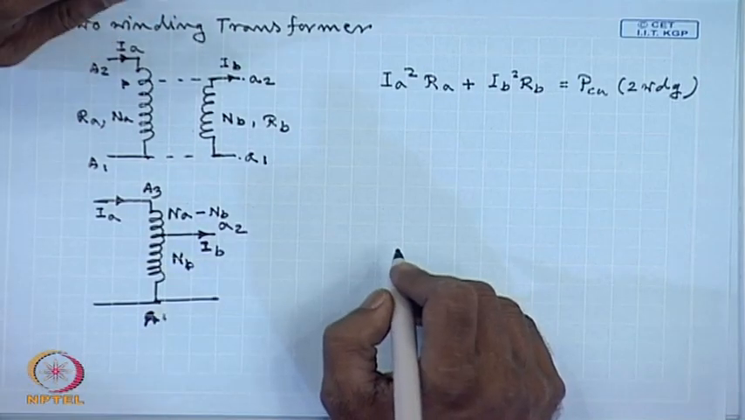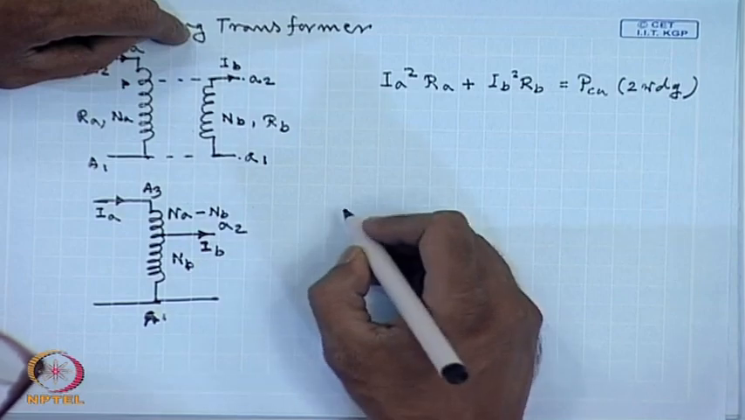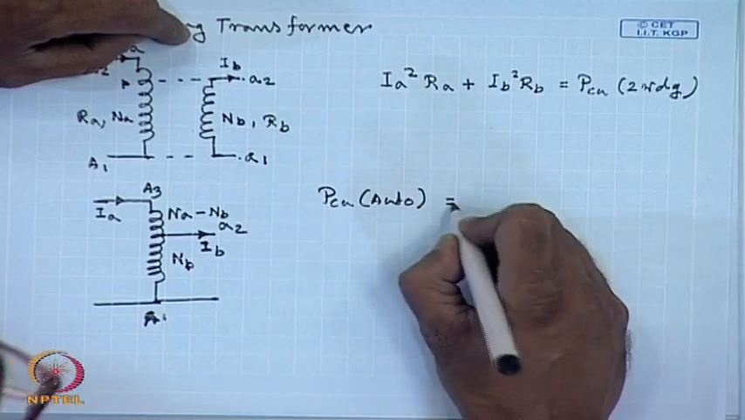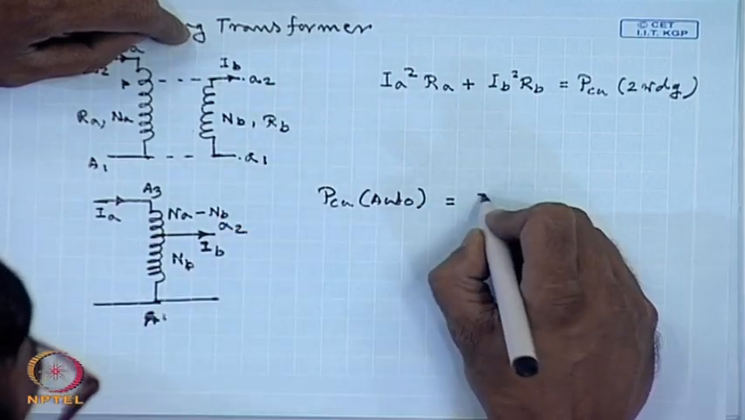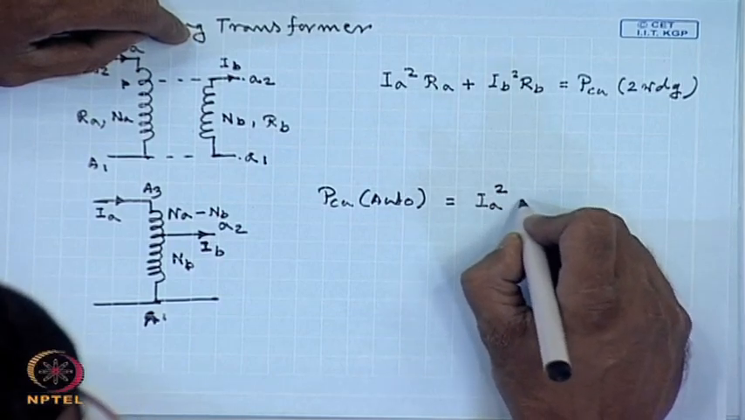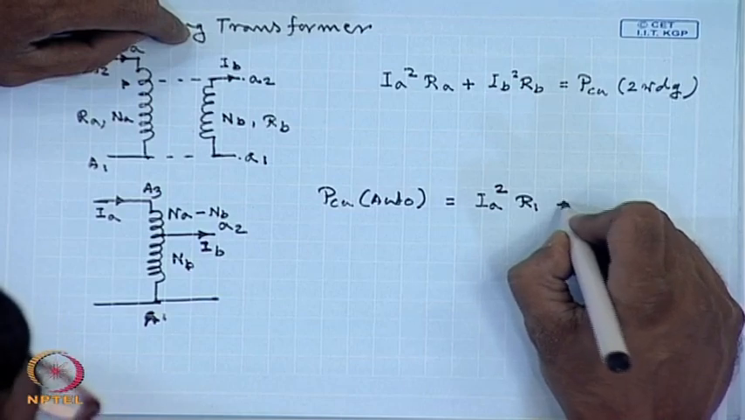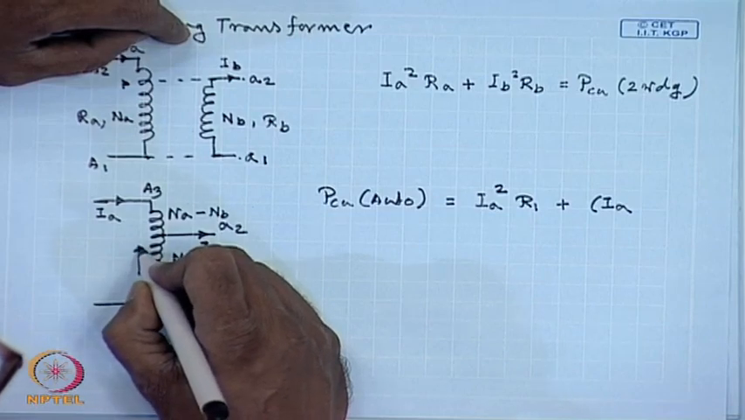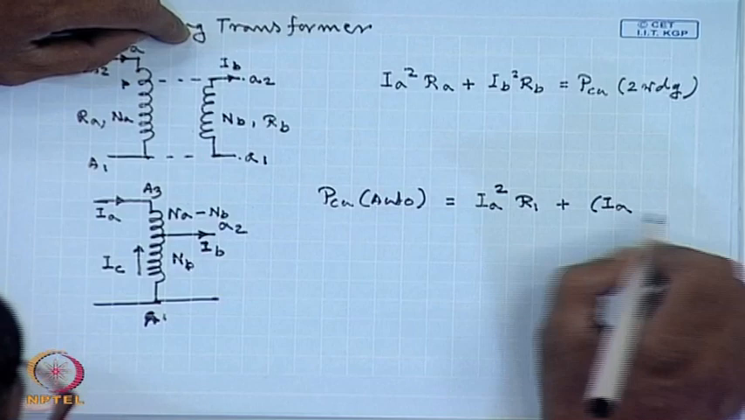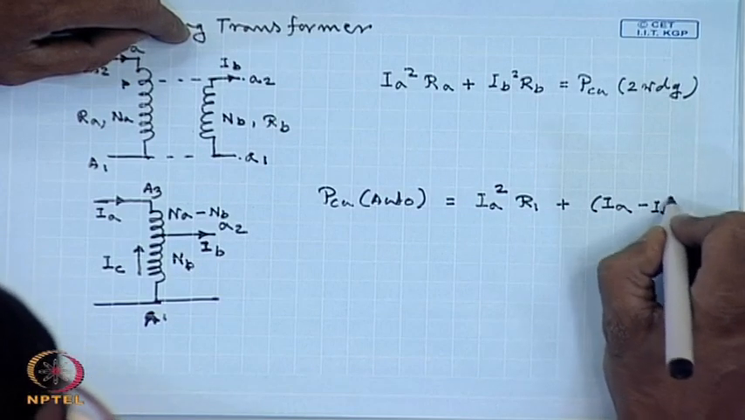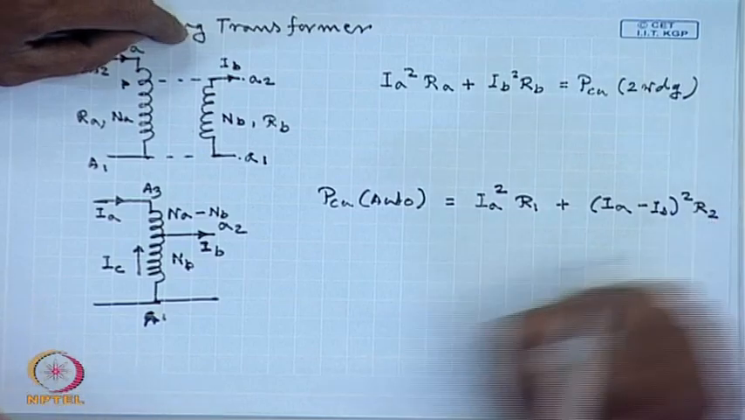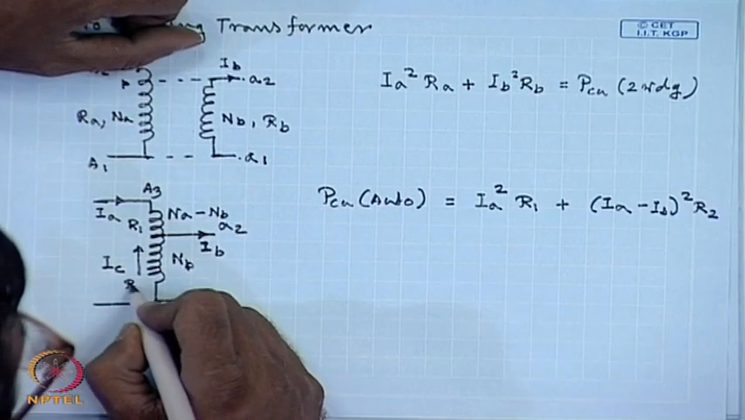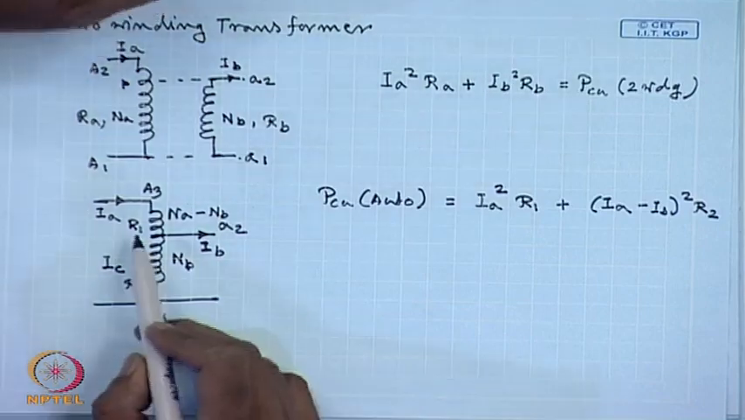In this case, the power loss P copper autotransformer is equal to IA square into R1 plus, this current is IC, which is IA minus IB, square R2, where R1 is the resistance of this part of the winding and R2 is the resistance of this part of the winding.